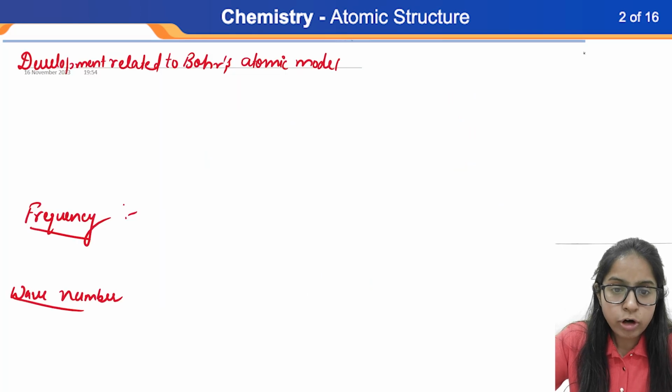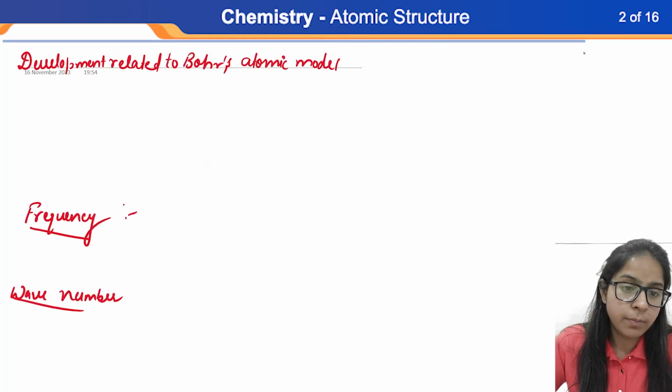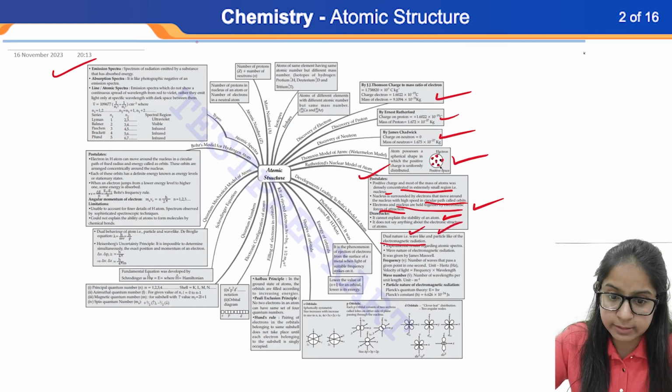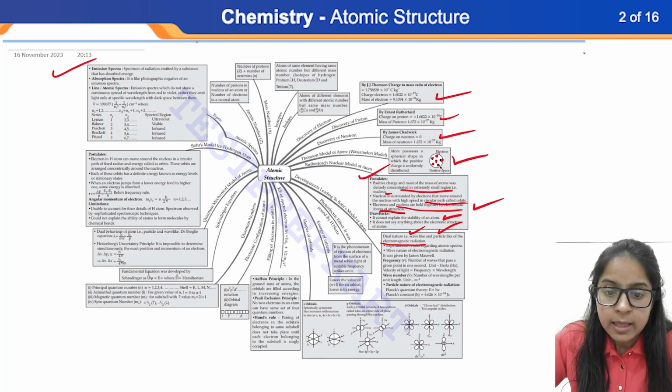Now after that, I'm going to explain the development related to Bohr's atomic model. Bohr's atomic model is somewhat in between, but before that we got to know about electromagnetic radiation and its dual behavior. As we know, radiation should be wave like, but this shows that radiation has a dual nature, wave like as well as particle like. The particle like behavior is explained by the photoelectric effect and Planck's quantum theory. These are the two theories that explain the dual behavior of electromagnetic radiation.